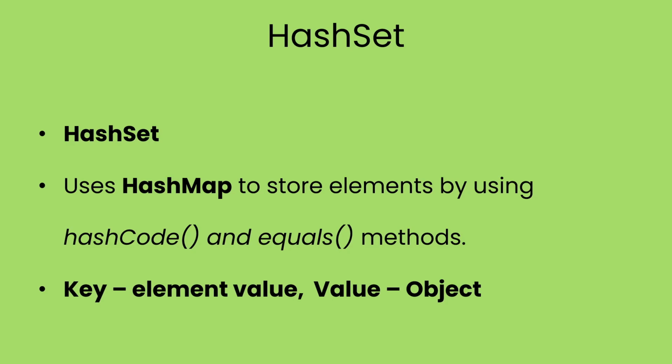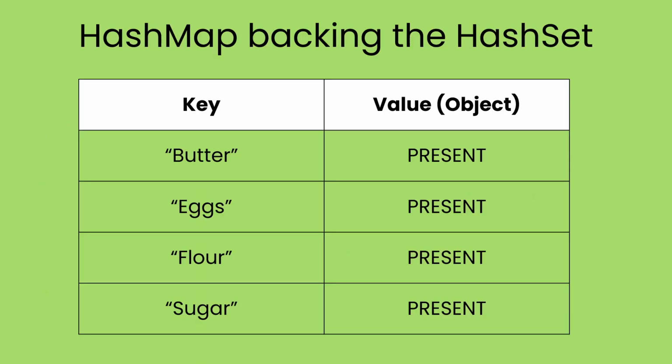Inside a HashMap we have entries and each entry has a key-value pair. So when we are storing something inside a HashSet, such as for example flour or sugar, it will be used in the underlying HashMap as a key, and the value will be some kind of dummy object. To represent it with this picture, you can visualize it as keys being, for example, butter, eggs, flour, sugar, and values being dummy objects. In the Java implementation, it is called PRESENT.